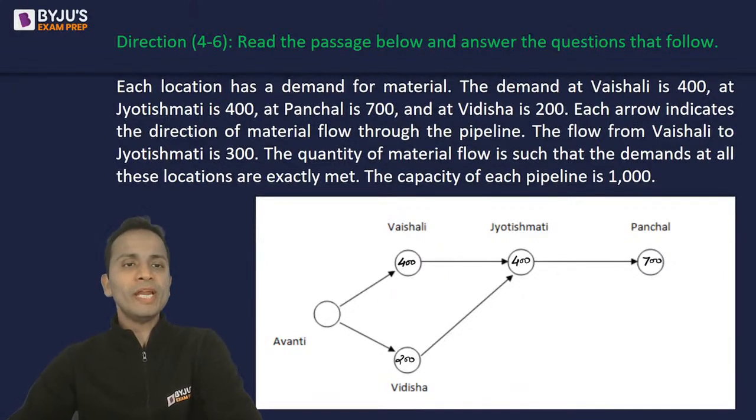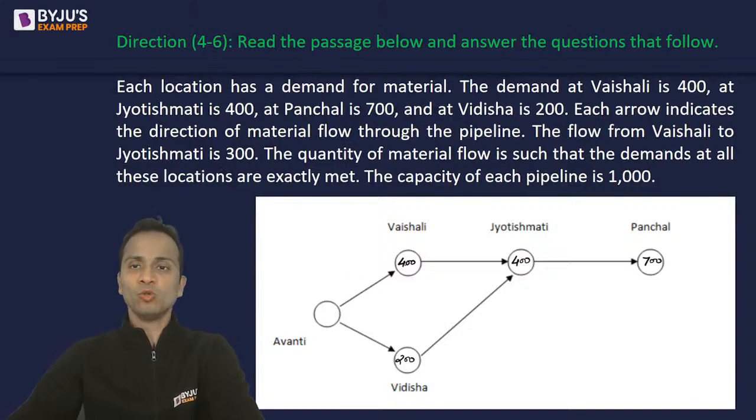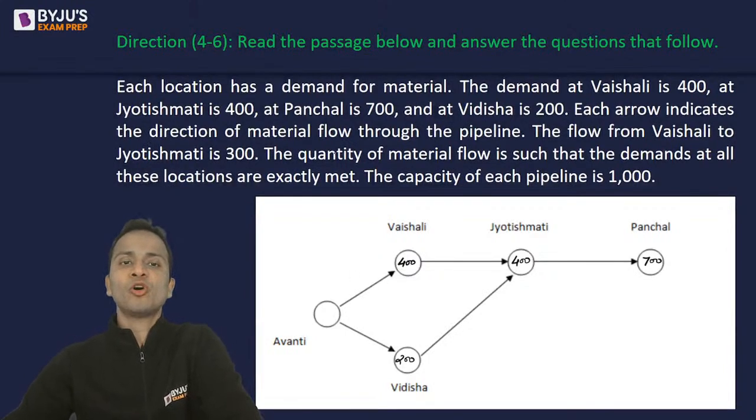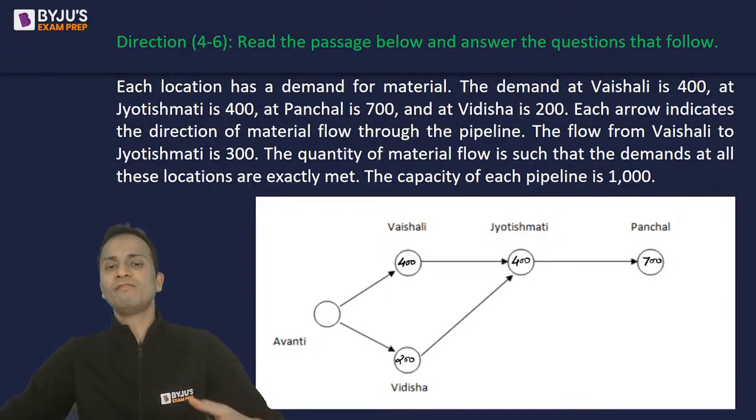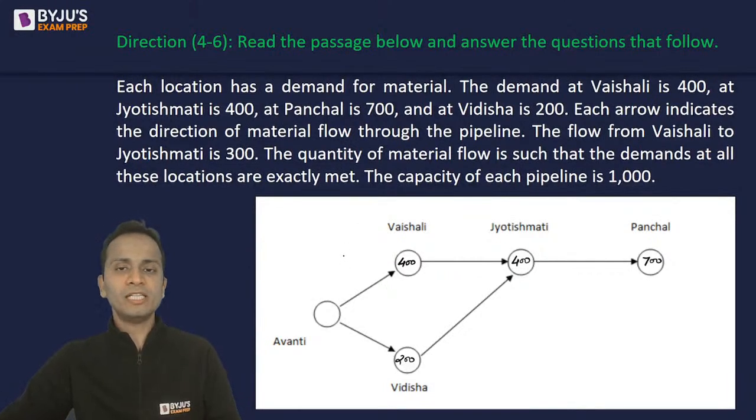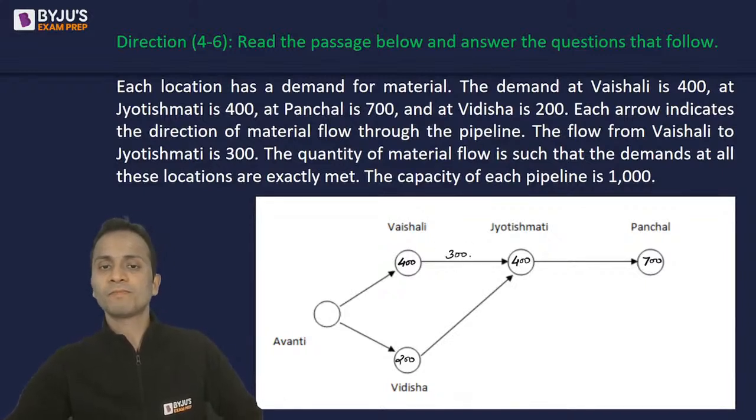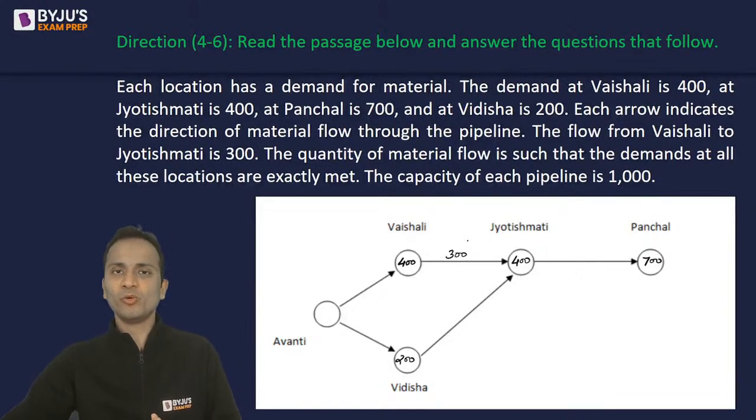Now each arrow indicates, so you can also notice the arrows. Each arrow indicates the direction of material flow through these pipelines. Okay, so material will flow through the pipelines. The arrow tells you the direction, and the numbers inside the circle tell you the demand of the material at each of these locations. Now the flow from Vaishali to Jyotishmati is also given, it is 300. Okay, so 300 units, 300 liters, whatever unit you want to take.